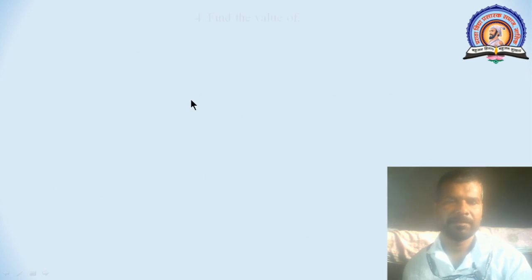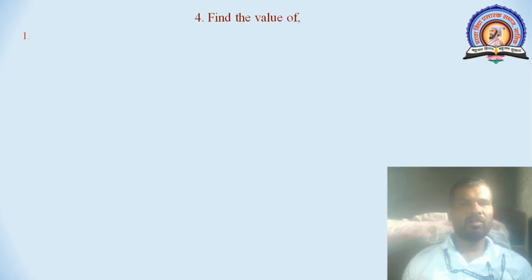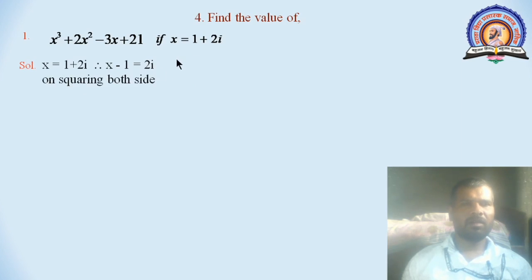Next example is: find the value of x cube plus 2x square minus 3x plus 21 if x is equal to 1 plus 2i. Now, we will take x is equal to 1 plus 2i, transfer the real part to the LHS, and you will get x minus 1 is equal to 2i. On squaring both sides, you will get (x minus 1) square is equal to 4i square.